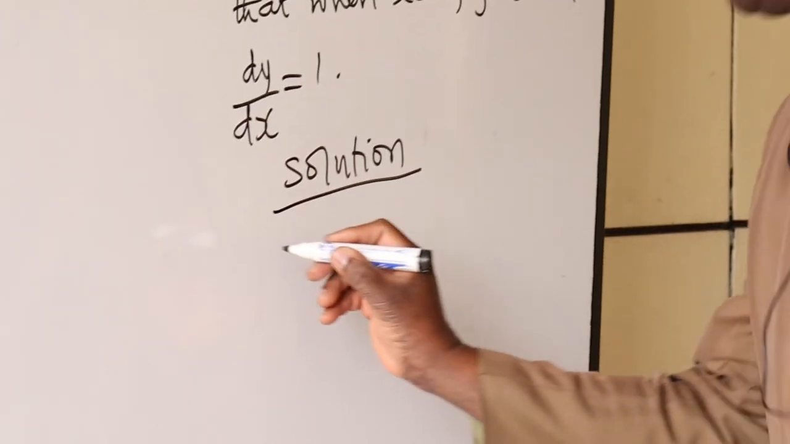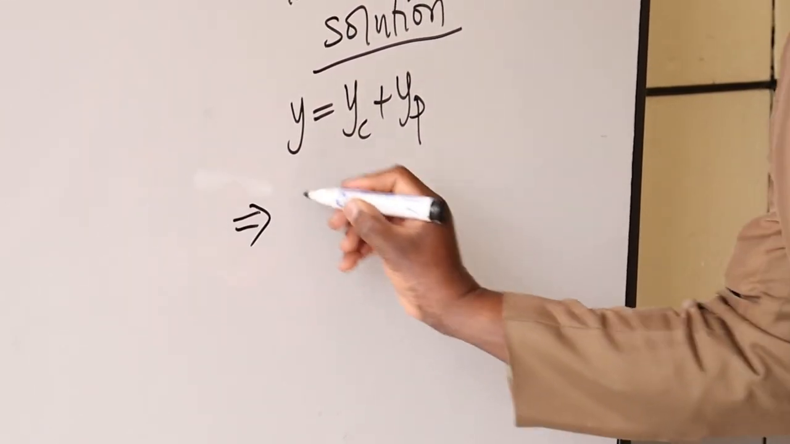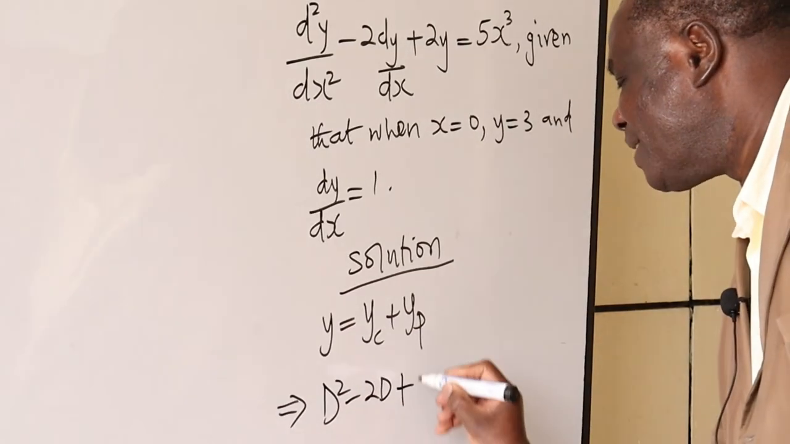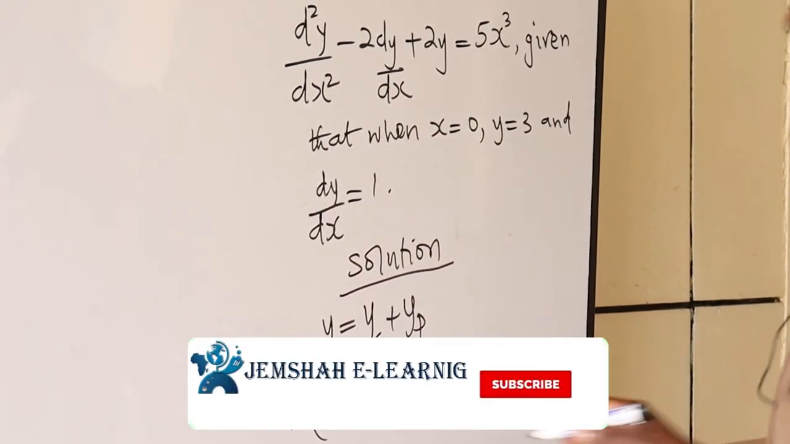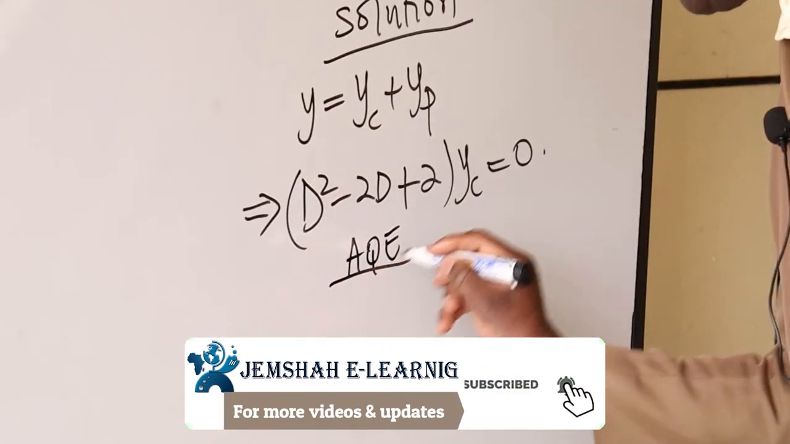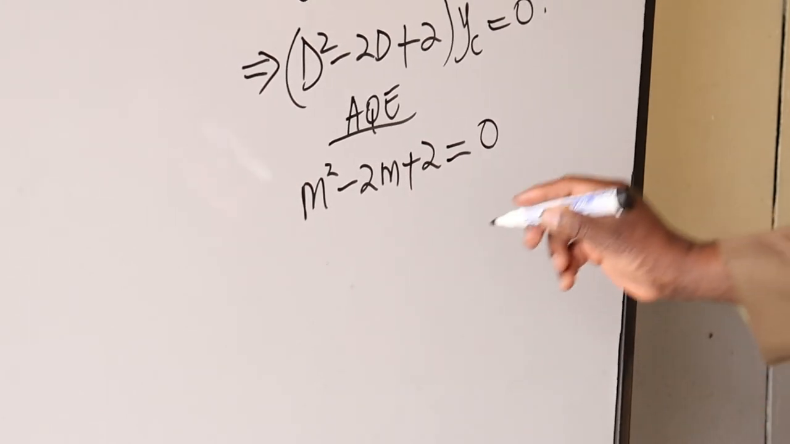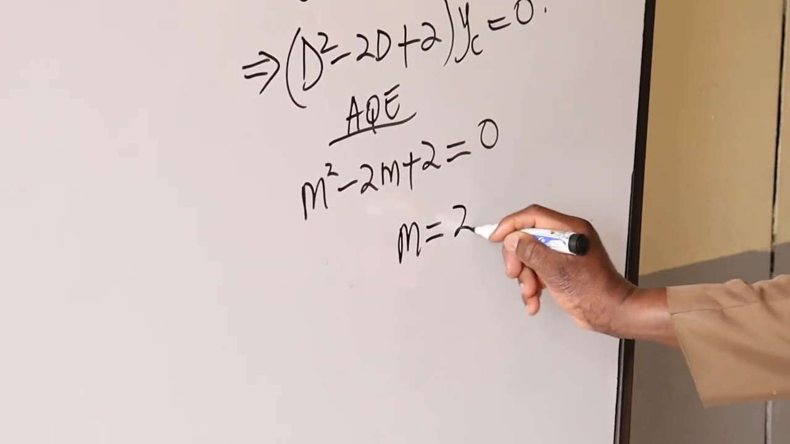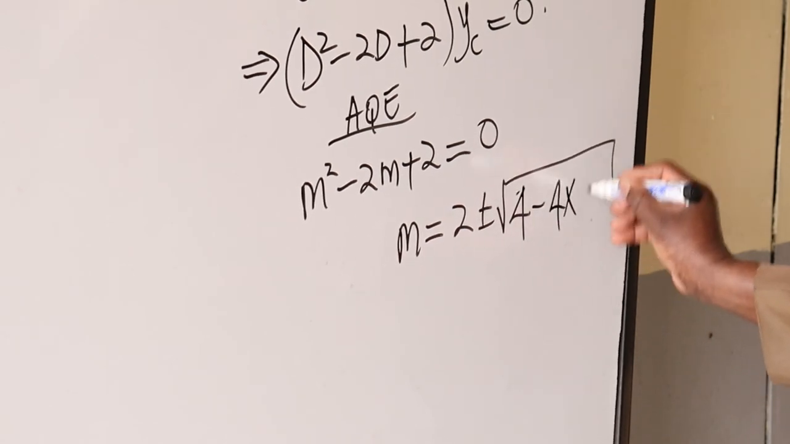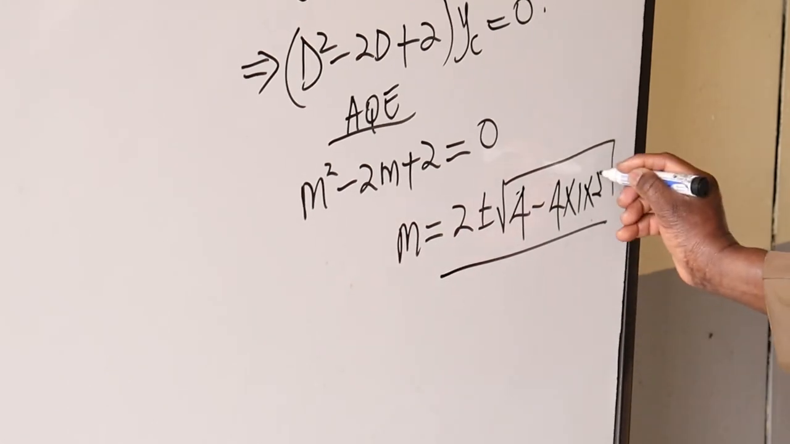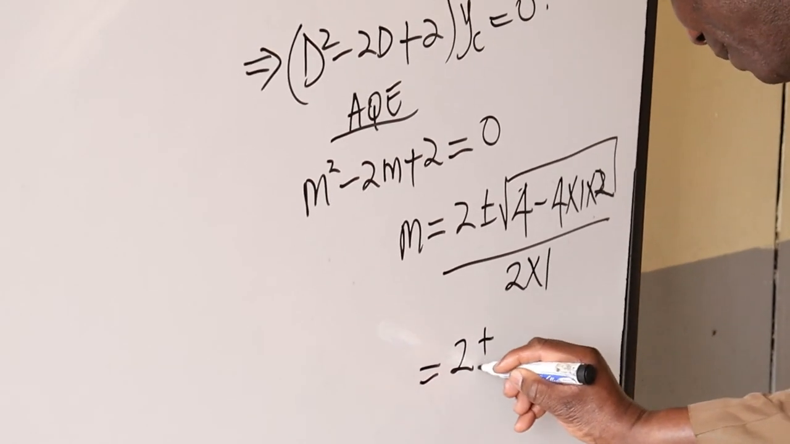So in our solution, we say y will be equal to yc plus yp. This implies that D squared minus 2D plus 2, into yc, is equal to 0. If that is equal to 0, we prepare the auxiliary quadratic equation: m squared minus 2m plus 2 is equal to 0. If we solve this, we get m equal to 2 plus or minus root of 4 minus 4 times 1 times 2, all over 2 times 1.